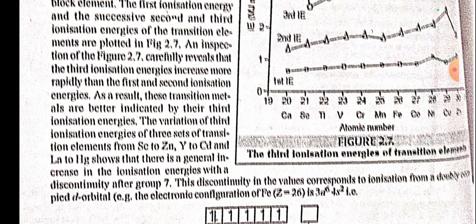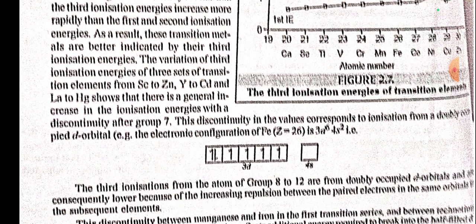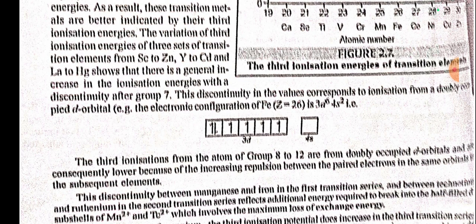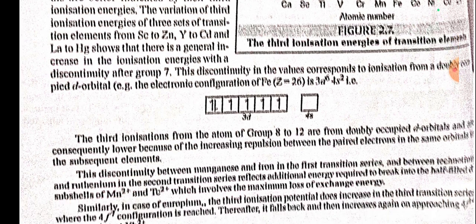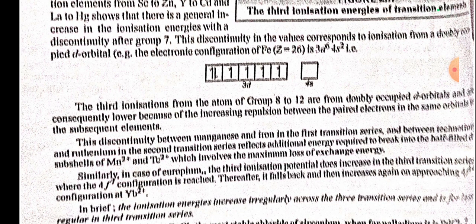general increase in the ionization energy with a discontinuity after group 7. The discontinuity in the values corresponds to the ionization energy from a doubly occupied d orbital, for example Fe, Z = 26, 3d6 4s2. The third ionization for the atoms of groups 8 to 12 is from doubly occupied d orbitals, and is consequently lower because of the increasing repulsion between the paired electrons in the same orbitals in the subsequent elements.